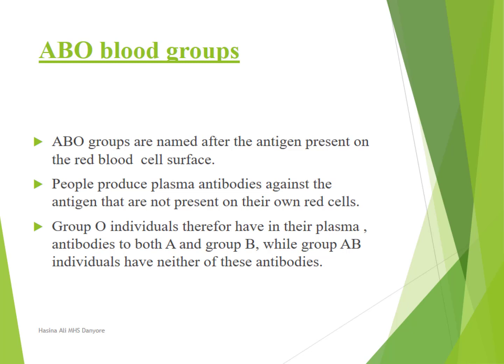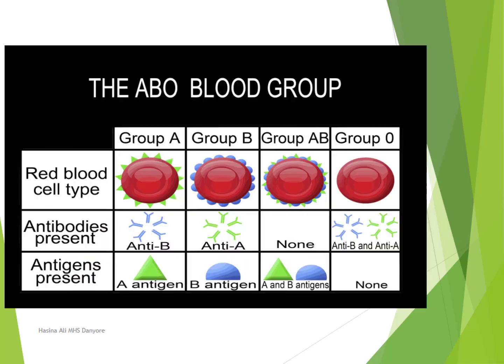ABO blood groups are named after the antigen present on the surface of red blood cell. People produce plasma antibodies against the antigen that are not present on their own red cell. Group O individuals therefore have in their plasma antibodies to both A and B, while group AB individuals have neither of these antibodies.